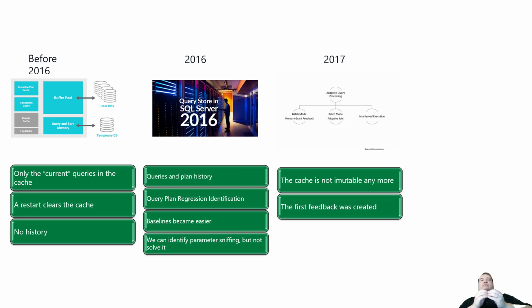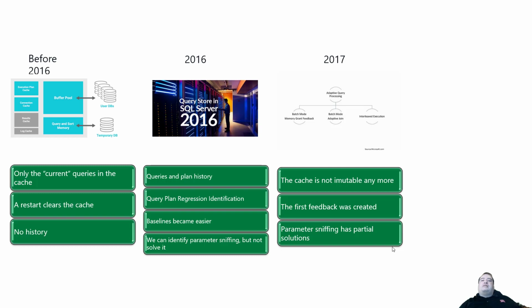A query could be extremely slow if it's executed with a bad memory grant. It could cause a spill of the data to TempDB, for example. And by using this feedback, we could avoid this problem.